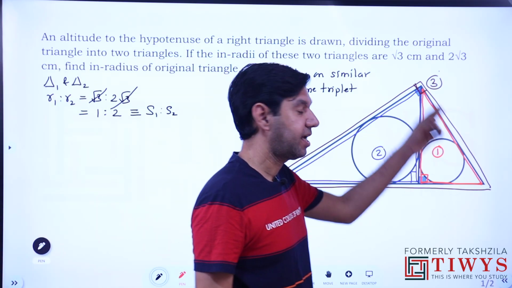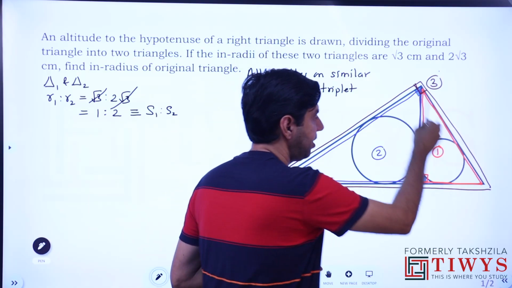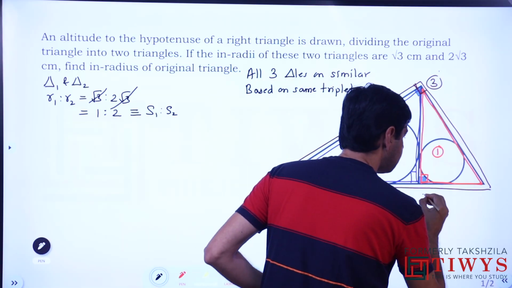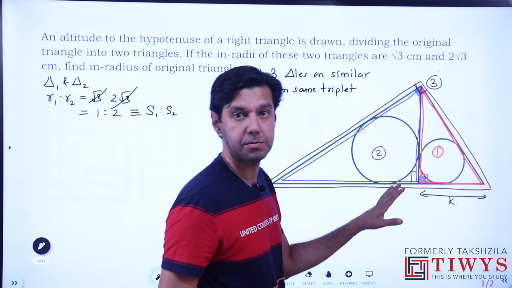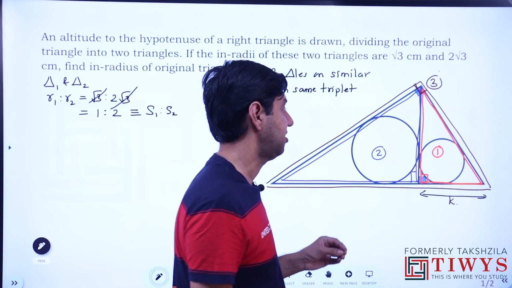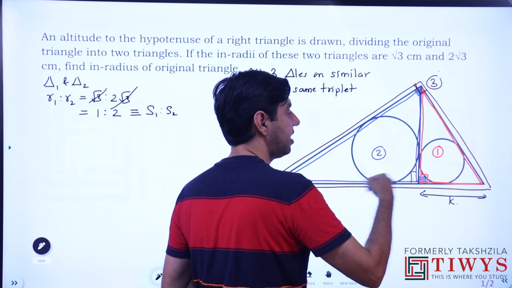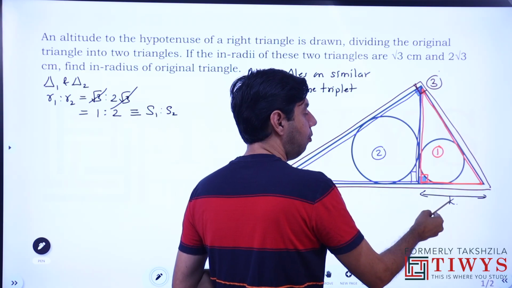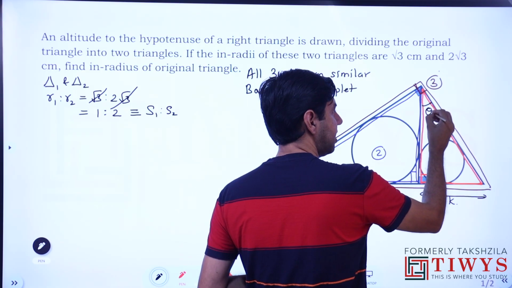Which side of triangle 1? Which side of triangle 2? Corresponding sides. So coming to triangle 1, I would take the smallest side as K. Again, taking the smallest side sometimes helps me avoid fractions. And what is the corresponding side in triangle 2? Which angle is K opposite? Here. So mark that one angle as theta.